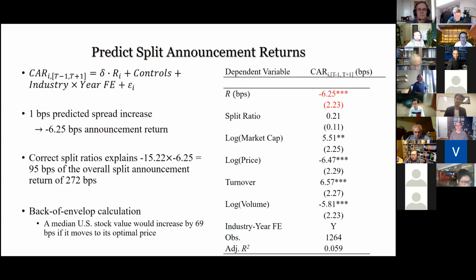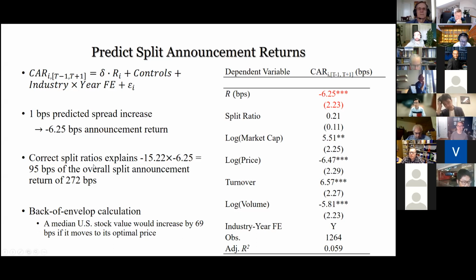And now let's take that seriously. Let's run a CAR regression controlling for all the factors. And then we run this, this is R. Again, this is not changing liquidity, this is expected changing liquidity at the announcement date. So here is a sensitivity. We find that a 1 basis point increase in predicted spread change will reduce the announcement return by 6.25 basis points.